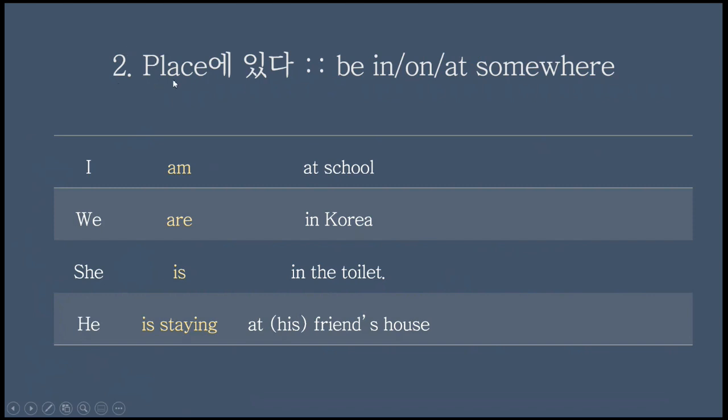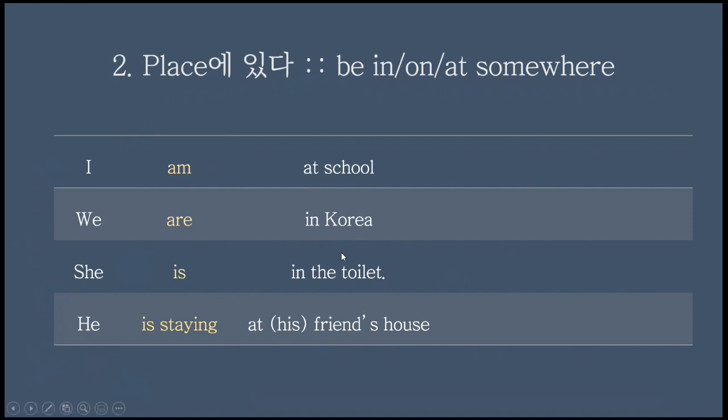We're going to practice place에 있다. Something is located in, on, at, somewhere. So when we talk about the place, something exists at the place, we have to use this particular structure. Okay? 자, for example, I am at school. We are in Korea. She is in the toilet. He is staying at his friend's house. Okay, all of these sentence structures are the same.